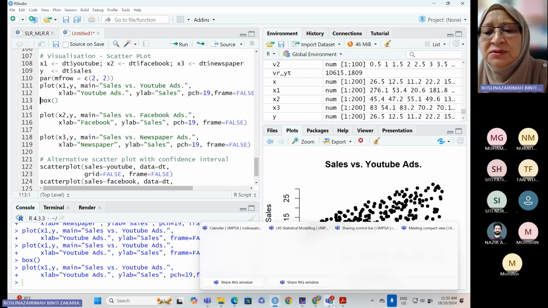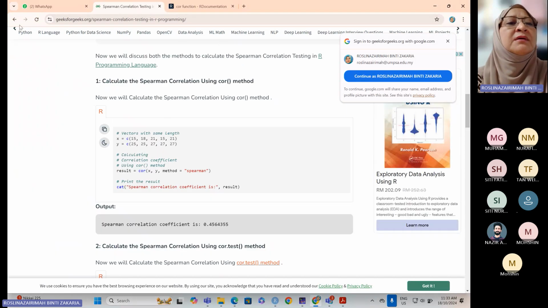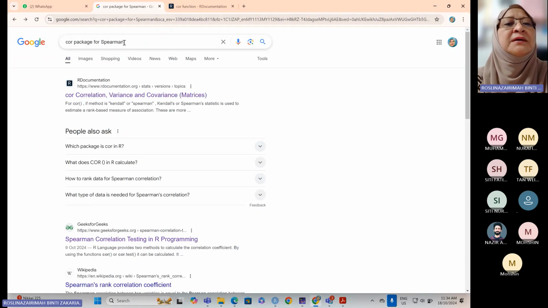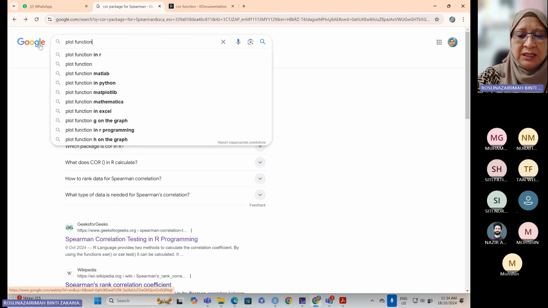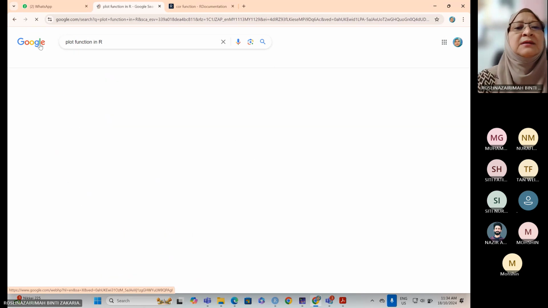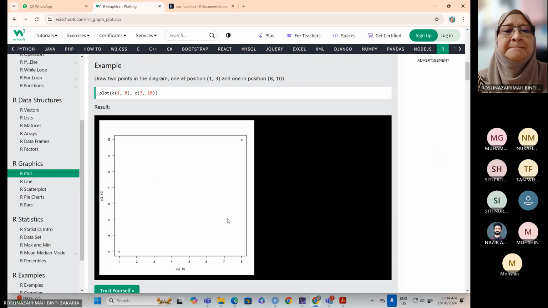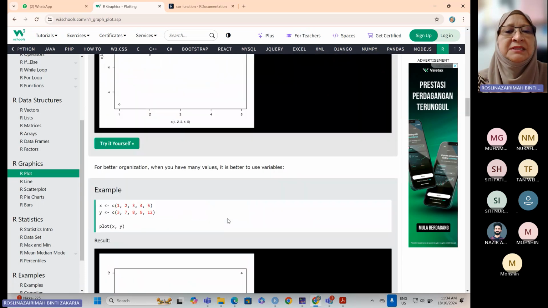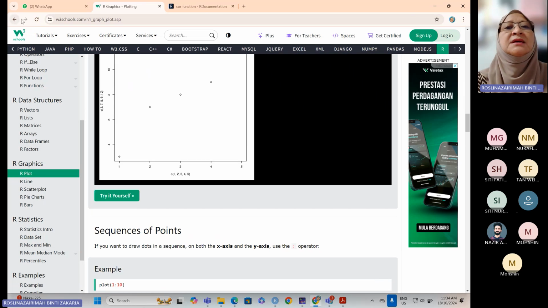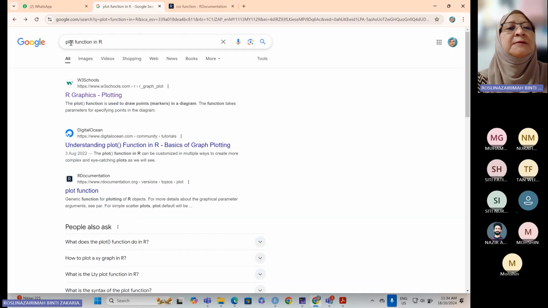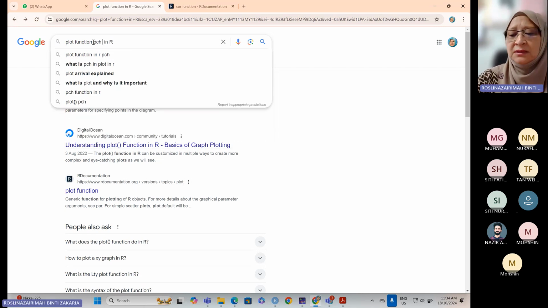Actually, you can look up the plots, the types of plot, in R or the plot function. In R, the R graphic plotting, there are many. All kinds. Let me find it. Okay, you can put a star and so on.